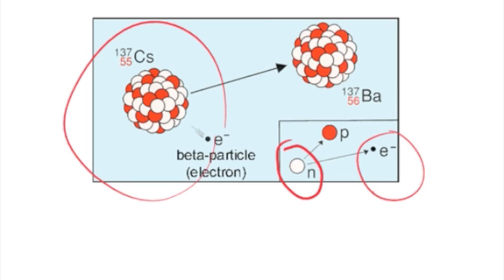So it's not an electron from the electron cloud. It's literally a neutron within the nucleus breaking into a proton and electron. So that's why when a nuclide undergoes beta decay, the nuclear charge actually increases, and so it goes from an atomic number of 55 to an atomic number of 56. So it goes from cesium to barium.